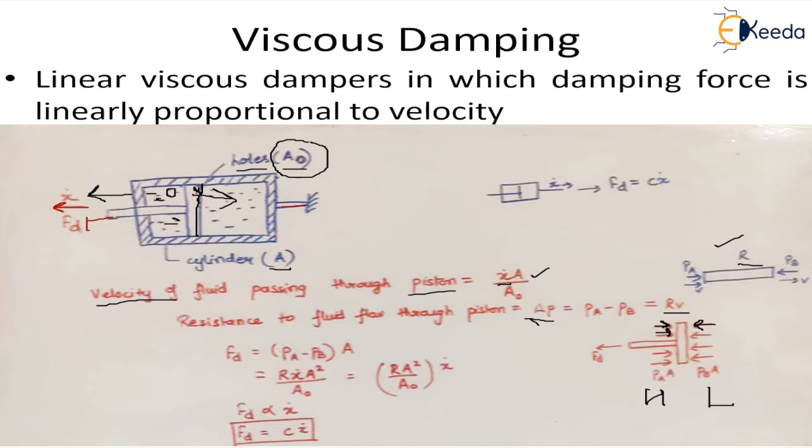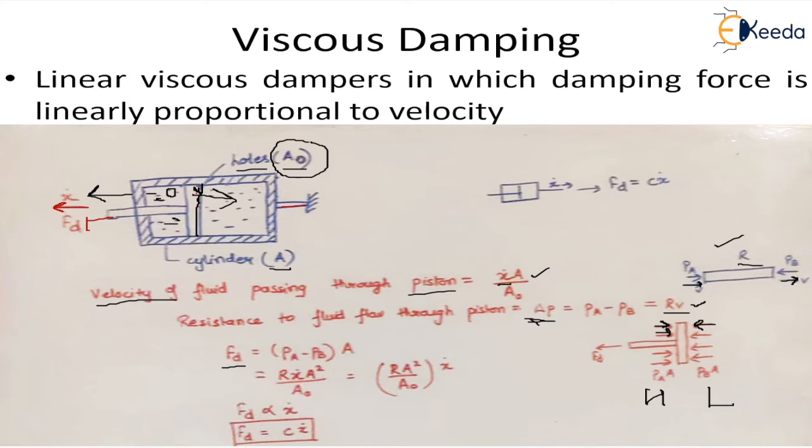So this change in pressure, or the difference in pressure, is equal to R into V. V is what? The velocity with which the fluid is moving, right? Let's say some velocity with which fluid is moving. So it is R into V. So what is this? This is the damping force which we are denoting by Fd.